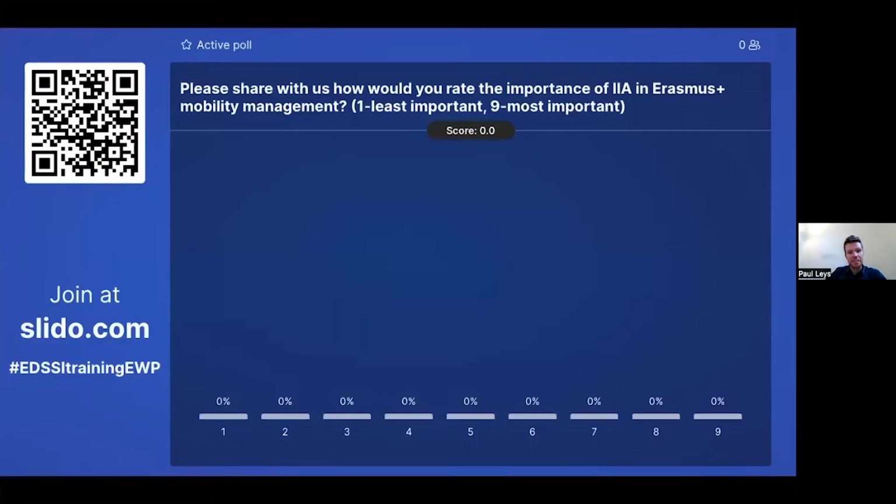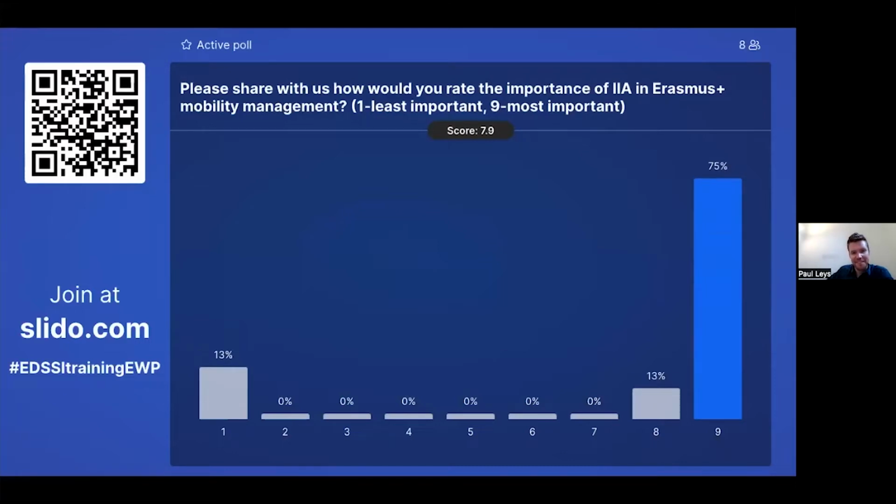And then there's a question for you about how you would rate the importance of an interinstitutional agreement in the Erasmus Plus mobility management. It goes from not important at all until very, very important. So please. That's interesting.